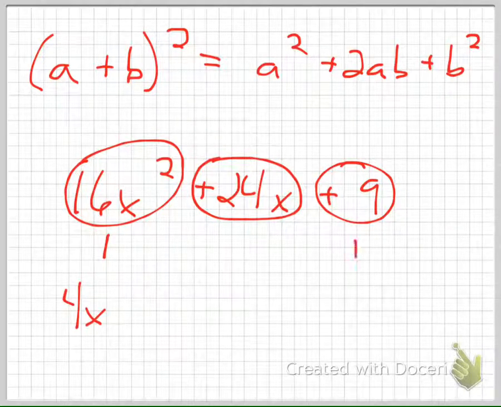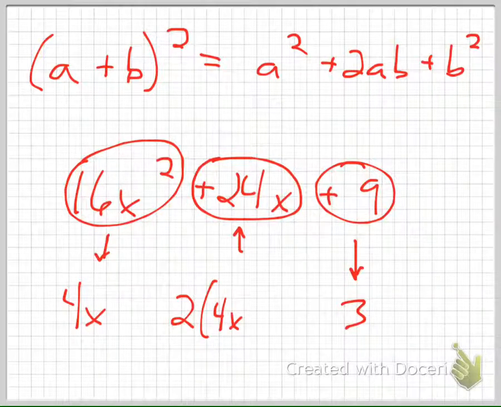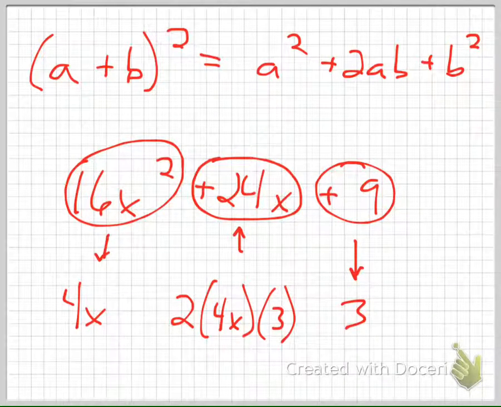4x. What is the square root of 9? 3. If it's a perfect square trinomial, the middle number needs to be 2 times 4x times 3. If this number here is 2 times the square root of this and 2 times the square root of that, then you're in good shape.